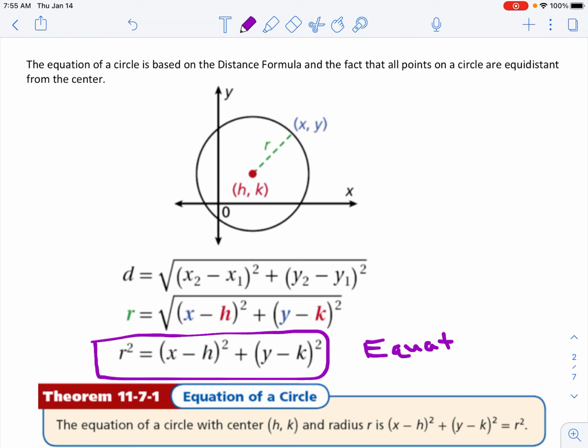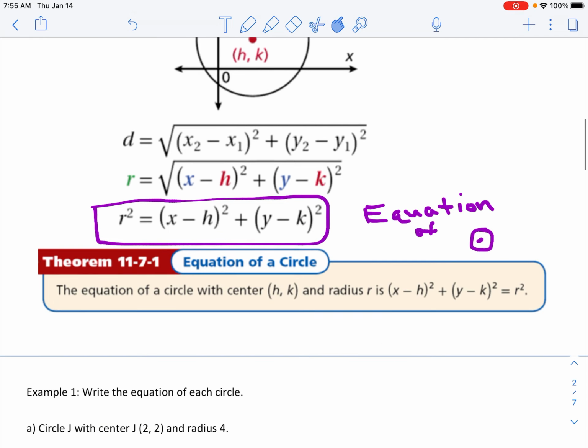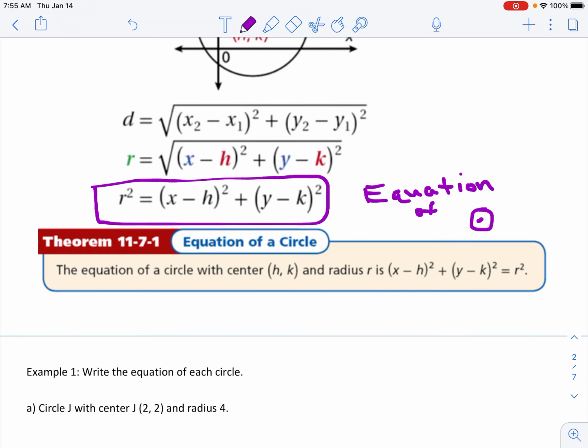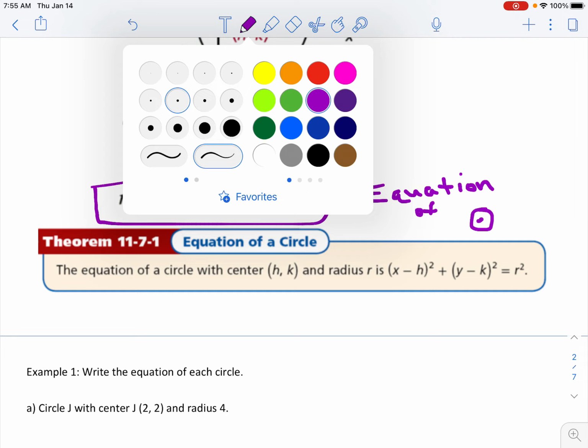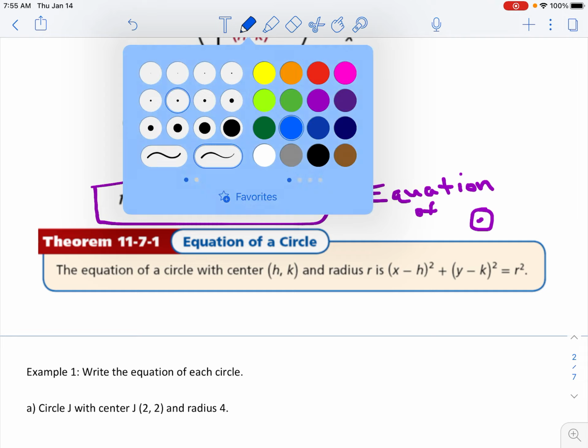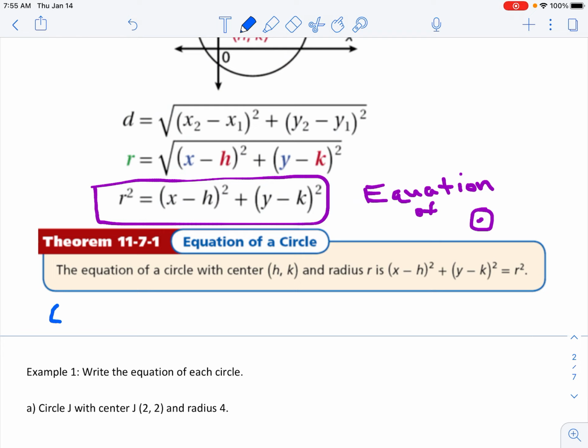Now you'll notice it's a crazy equation. We are actually going to look at it down below in a second, but this is one way to look at the equation of a circle. Here's how this works. When we go to write the equation of a circle, we need two things: we need the center and we need the radius. If we have these two things, we can write the equation of a circle.